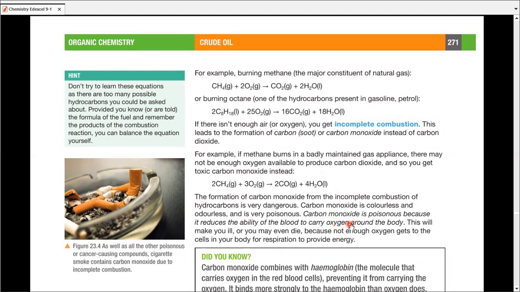For example, burning of methane. Methane, being one of the simplest hydrocarbons, the smallest one as well, is the major constituent of natural gas. We're using methane around the world for running our cars, for cooking food, for heating our homes, or in industry for different industrial purposes. Octane, one of the hydrocarbons present as a major part of gasoline or petrol, C8H18, is again one of the most common car fuels used around the planet.